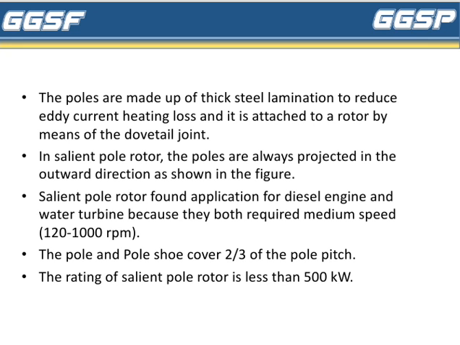In salient pole rotor, the poles are always projected in the outward direction as shown in the figure. Salient pole rotors find application with diesel engines and water turbines because they both require medium speed, that is 120 to 1000 rpm. The pole and pole shoe cover 2 or 3 of the pole pitch. The rating of salient pole rotor is less than 500 kVA.